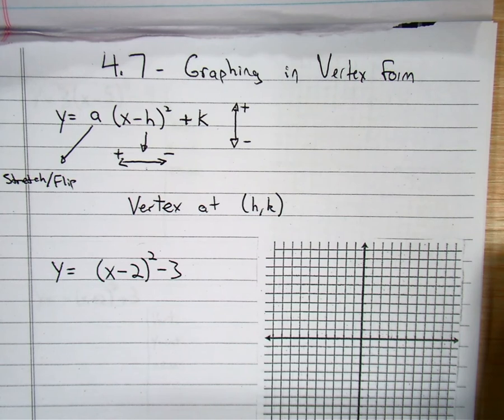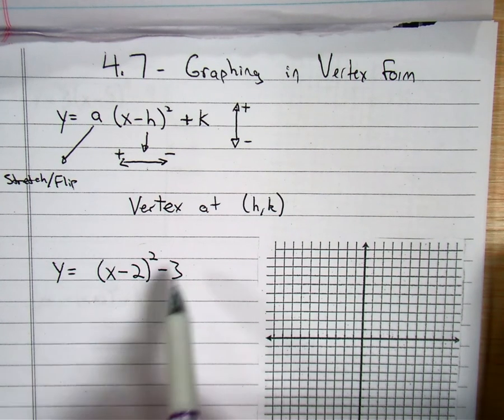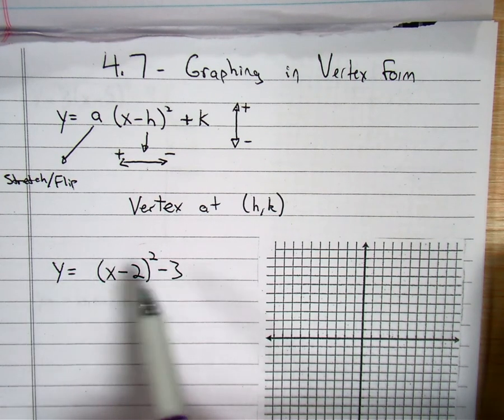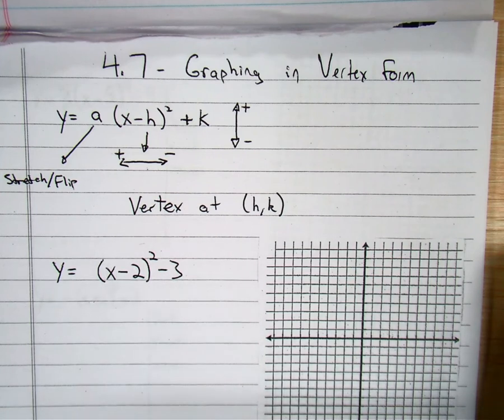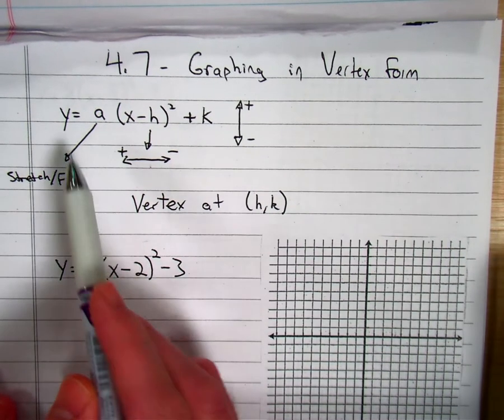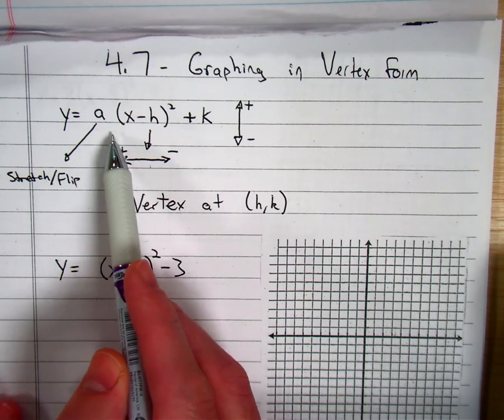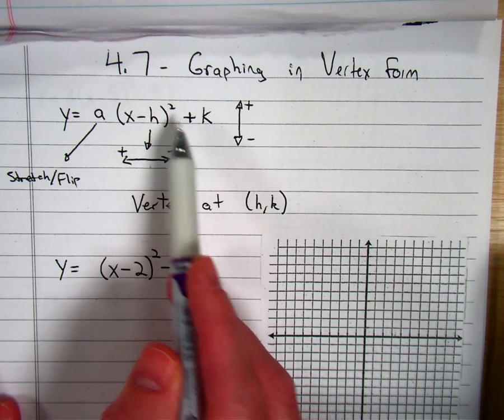4.7, graphing in vertex form. Okay, so we're bringing this up to the front of the chapter where we're focusing on graphing. Because of that, you're not going to necessarily know how to do the fancy stuff to get your normal equations into this form yet, but we're still going to work on graphing it from this form. It's called vertex form because this form gives you the vertex. y equals a times (x minus h) squared plus k.